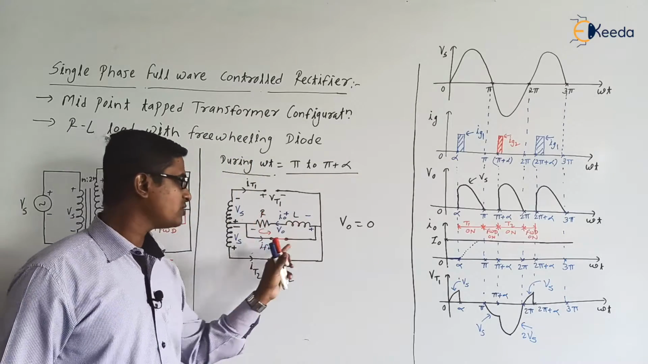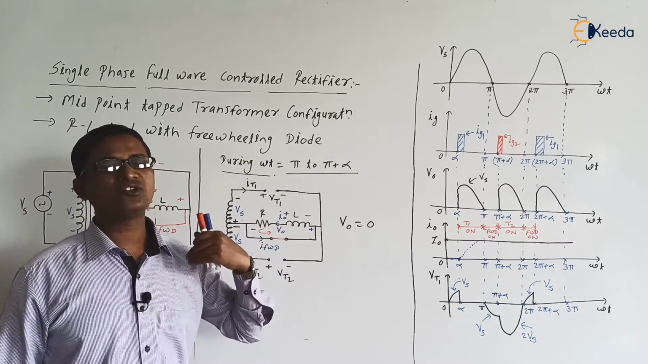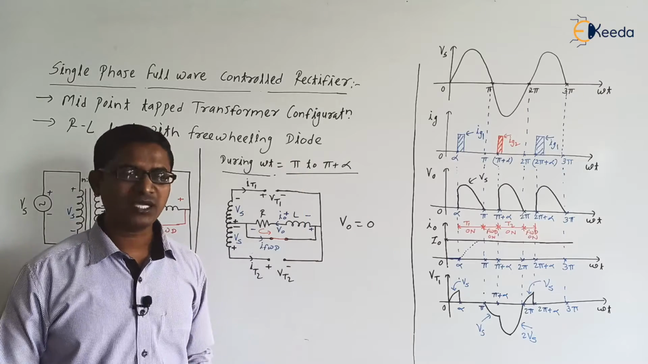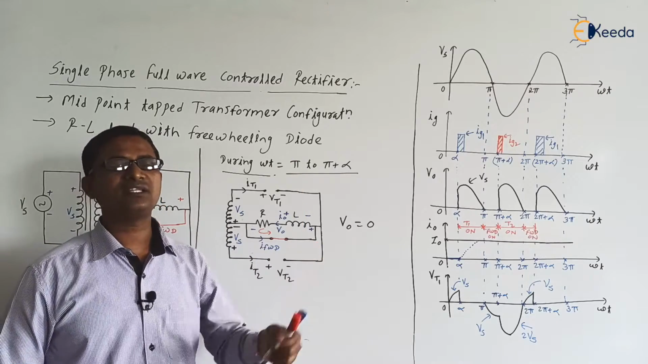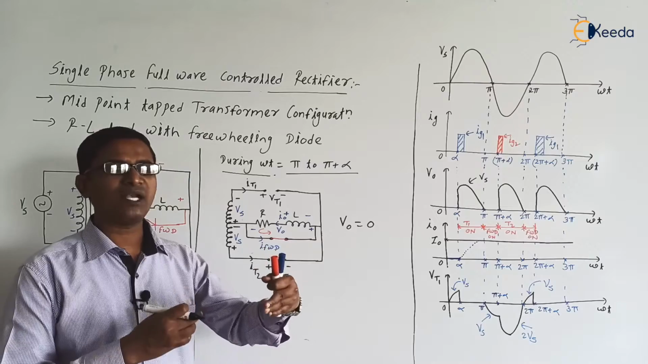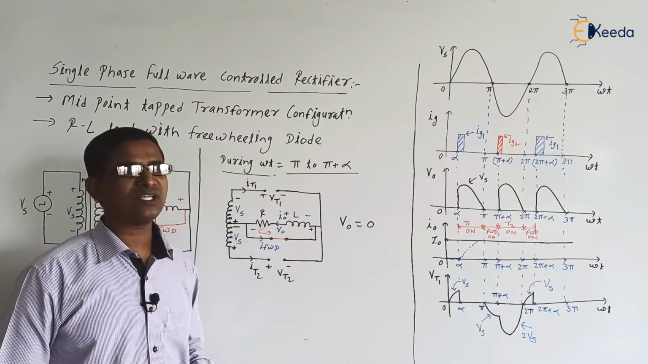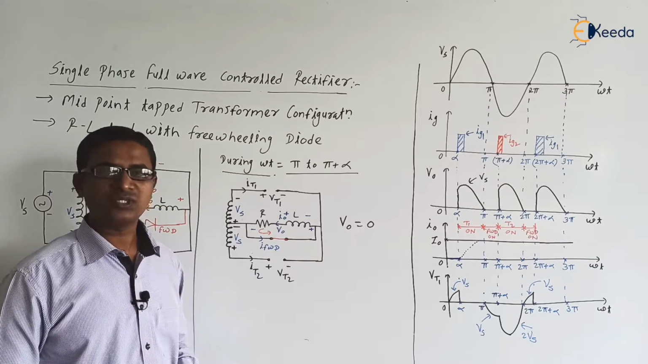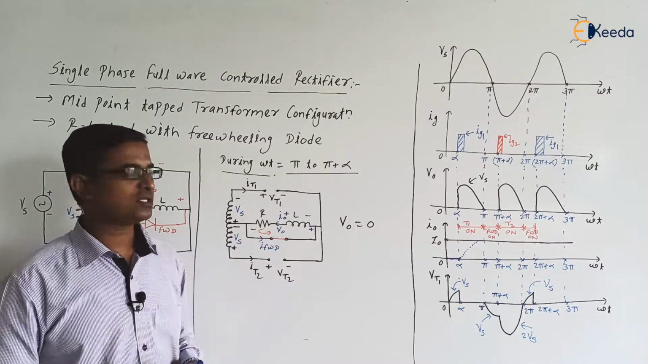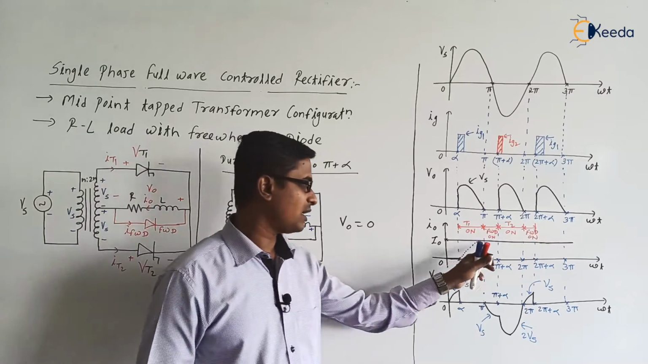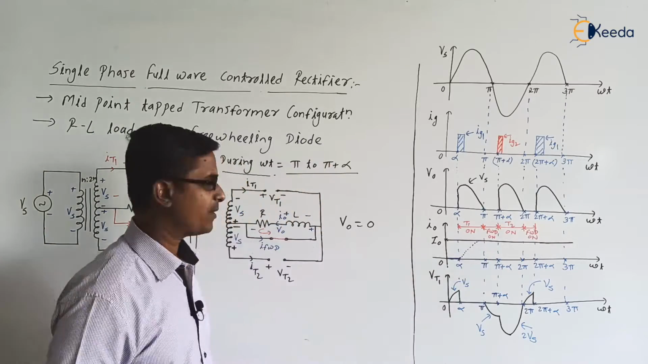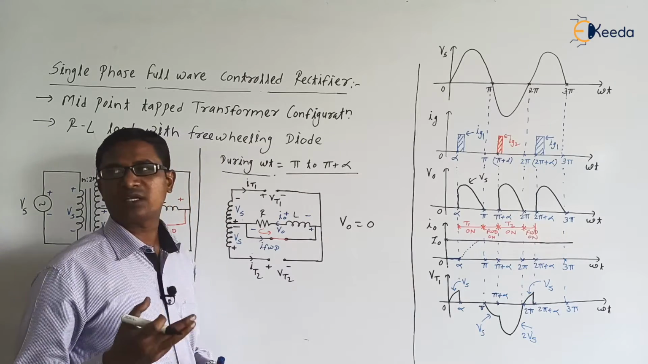Okay, I0. From pi to pi plus alpha, the inductor is releasing the energy, and definitely this interval pi to pi plus alpha is comparatively very small. Therefore the current will remain constant. So I0 will be constant current, right? I0 is constant current from pi to pi plus alpha, because our inductor value is high.